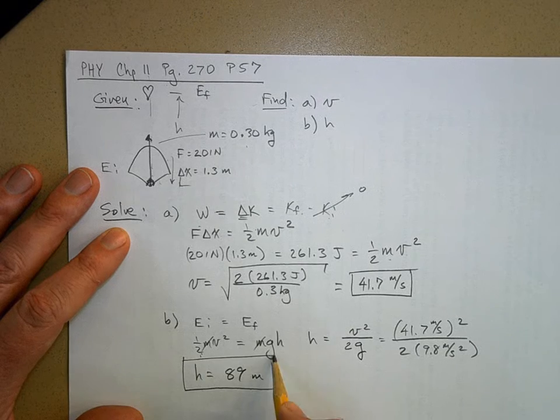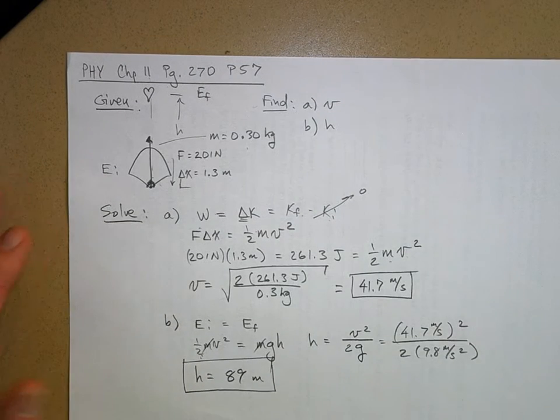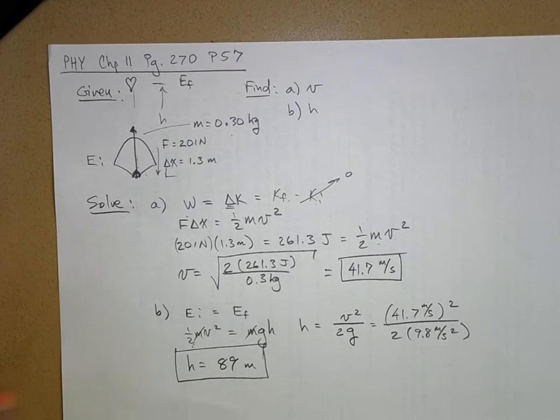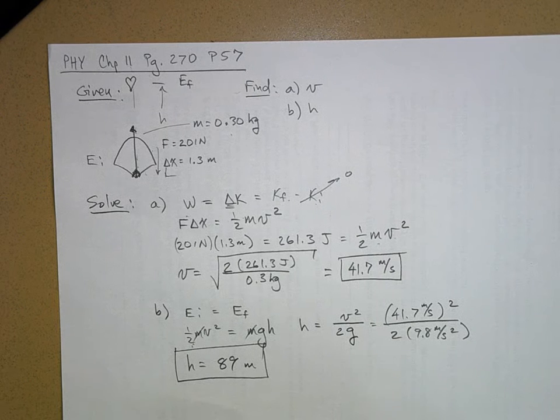So it's going to go pretty far up there. It's going pretty fast, but you would expect that for an arrow. Now this, of course, is neglecting air resistance. In reality, it probably wouldn't quite reach that high because of wind resistance slowing it down a little bit.